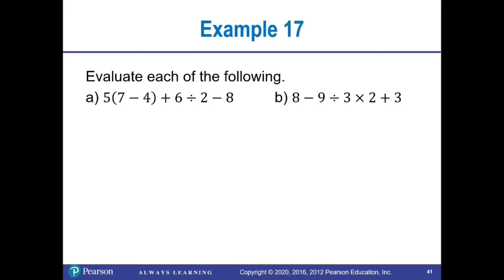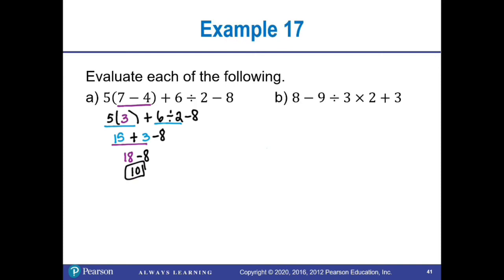We're going to start in part A with the parentheses. PEMDAS, parentheses comes first. So 7 minus 4 is 3. Bring down the rest of the problem. E stands for the exponents. We don't have any exponents here. M and D, multiplication and division, again go together from left to right. 5 times 3 is 15. And then 6 divided by 2 is 3. Bring down the minus 8. Addition and subtraction are performed from left to right. So 15 plus 3 is 18, minus 8 is 10.